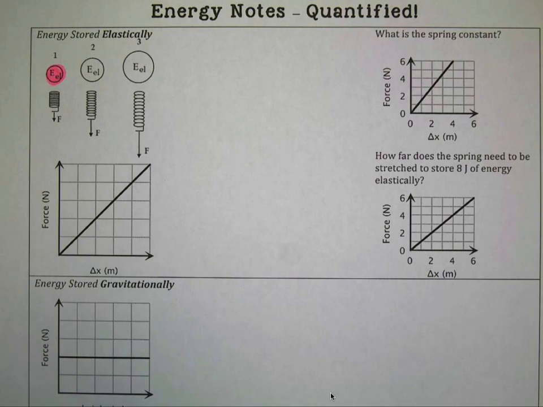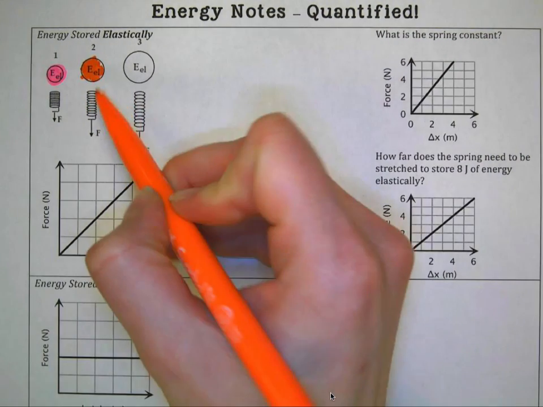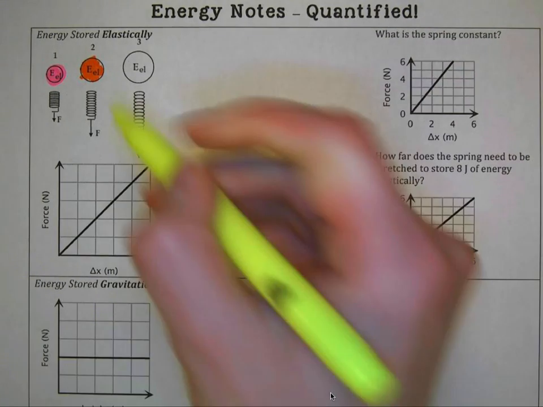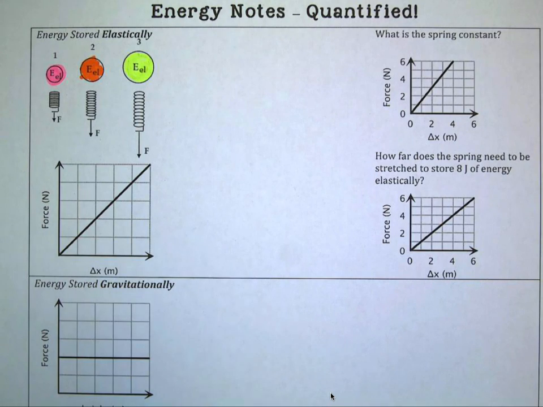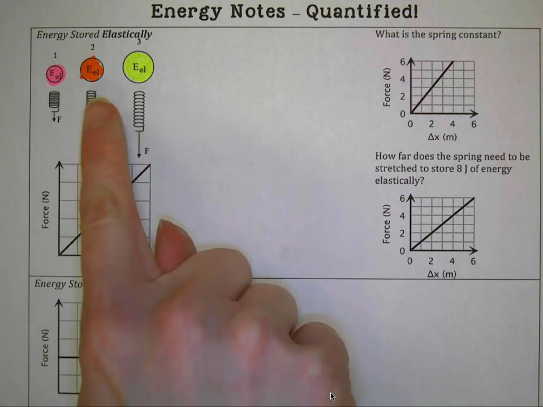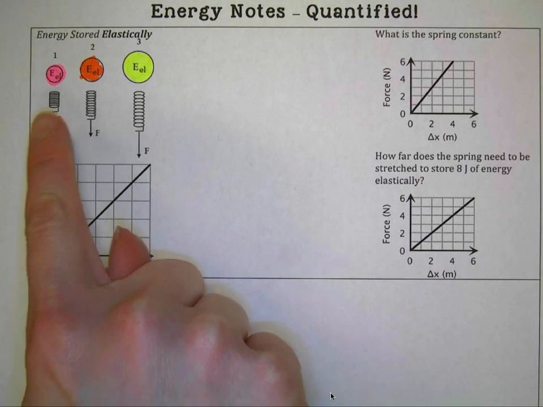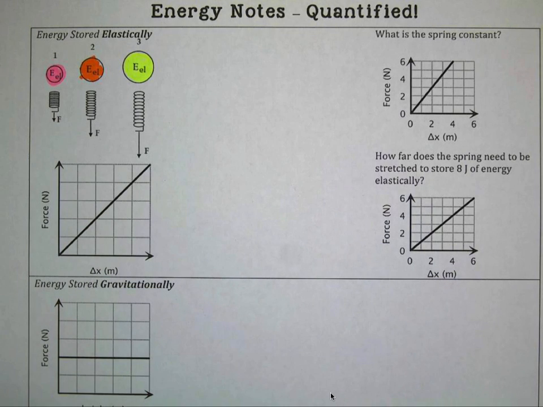If you stretched it even further, the amount of energy stored in that spring elastically increased. And if you stretched it even further, that amount of energy stored in that spring increased to an even greater amount. We're using pie charts to show the amount of energy stored as we did before. And this time, the pie charts are getting bigger to accommodate the increasing amount of energy stored elastically.